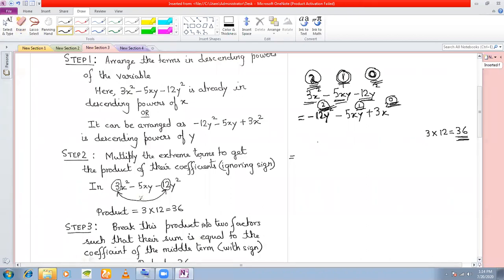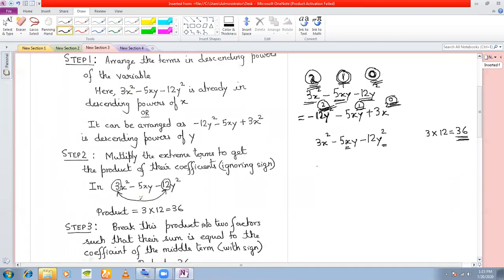First, I write this in descending powers of x: 3x square minus 5xy minus 12y square. So I see that the power of x in the first term is 2. Then the power of x here is 1. And then the power of x here is 0.